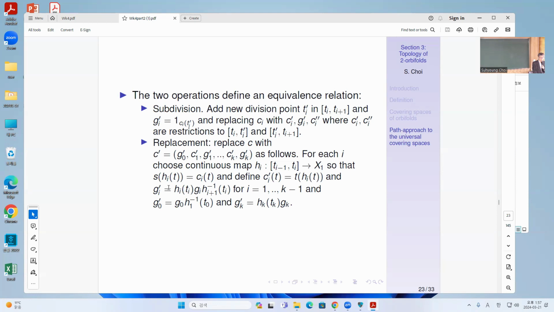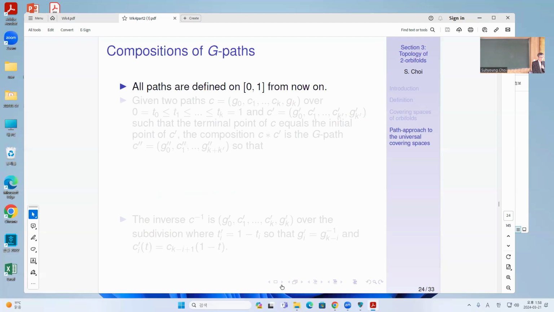But GI prime is going to be now the identifying of the endpoints. You just have to conjugate by these things. Okay, so that's all that it is. So it's really some sort of, because the same point can be represented in multiple different ways in X0. So that's why you're doing this.